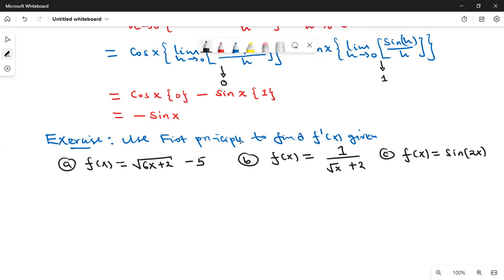When we meet next time, we look at other problems in differentiation or other techniques of differentiation.